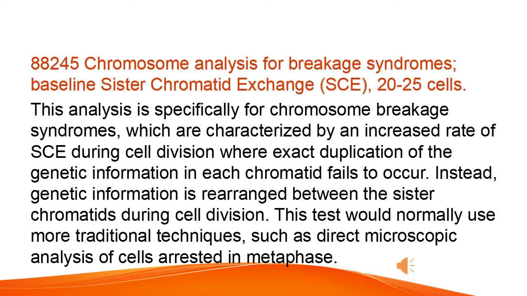Chromosome analysis for breakage syndromes, baseline sister chromatid exchange, SCE, 20 to 25 cells. This analysis is specifically for chromosome breakage syndromes, which are characterized by an increased rate of SCE during cell division where exact duplication of the genetic information in each chromatid fails to occur. Instead, genetic information is rearranged between the sister chromatids during cell division. This test would normally use more traditional techniques, such as direct microscopic analysis of cells arrested in metaphase.